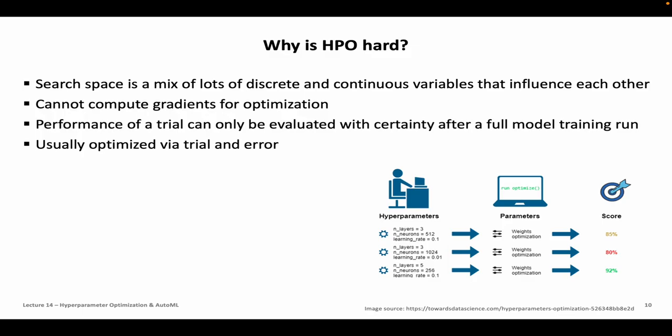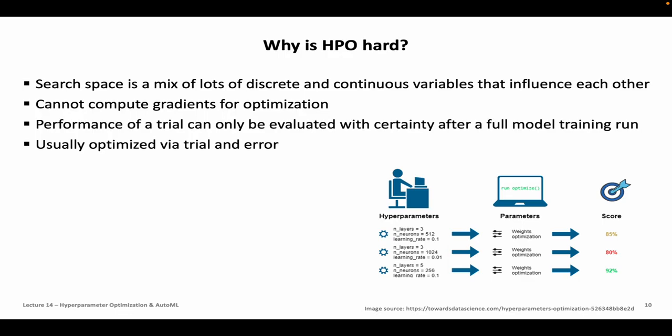And this is also the main reason why HPO can be very computationally expensive. You can only evaluate the performance of a configuration of hyperparameters with total certainty after you have the model completely trained. So after you have run the training for all the epochs, which of course becomes computationally very expensive. And actually in today's setting, because there is usually a general lack of guidance on how to approach hyperparameter optimization, today this is still mainly done via trial and error by the human developer.